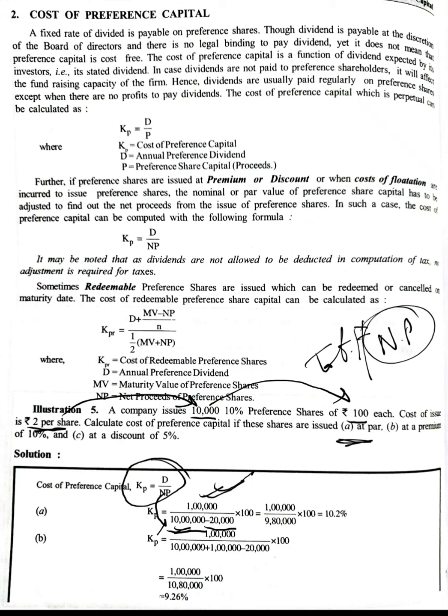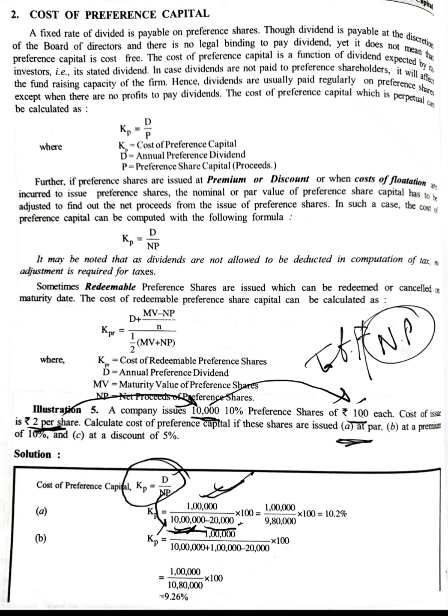How did I get this one? 10,000 shares into face value, I got this one, minus cost. Cost is 2% into 100, so I got the cost of issue 20,000. I have to remove this. I hope this is clear.